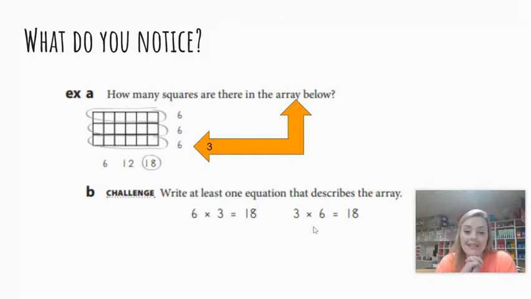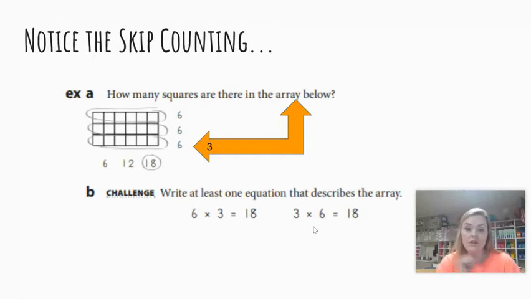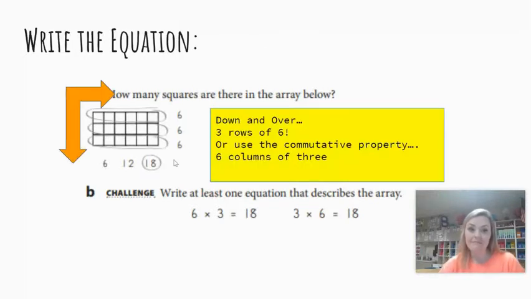The first thing I see is that there are 3 groups. This person has taken them and made 3 groups. Okay? So, skip counting 6, 12, 18, or repeated addition 6 plus 6 plus 6. So there's 3 groups of 6.